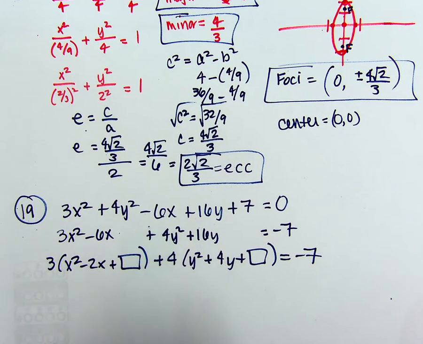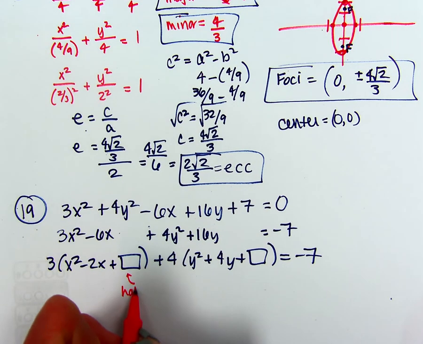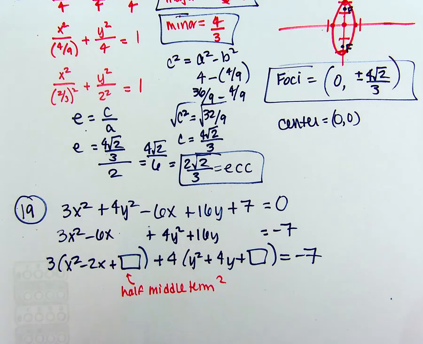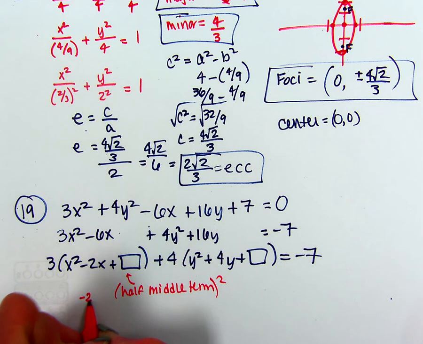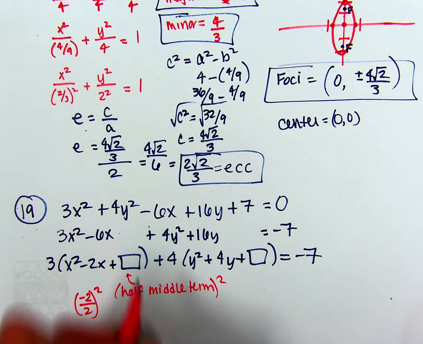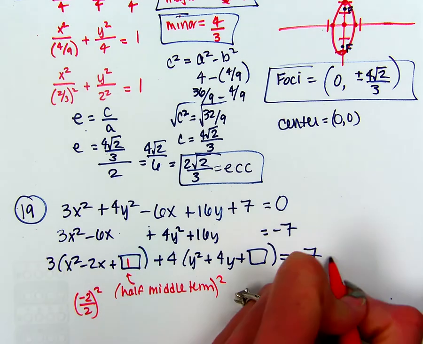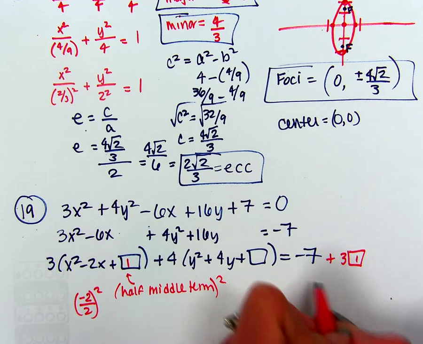Alright, so to figure out what goes in here, I'm going to take half the middle term and then square it. So first do half the middle term, that's negative 2. Cut it in half, that's negative 1, and I square it, that's positive 1. Now to balance out my equation, I had 3 times 1, so I need to add 3 times 1, or in other words, 3.